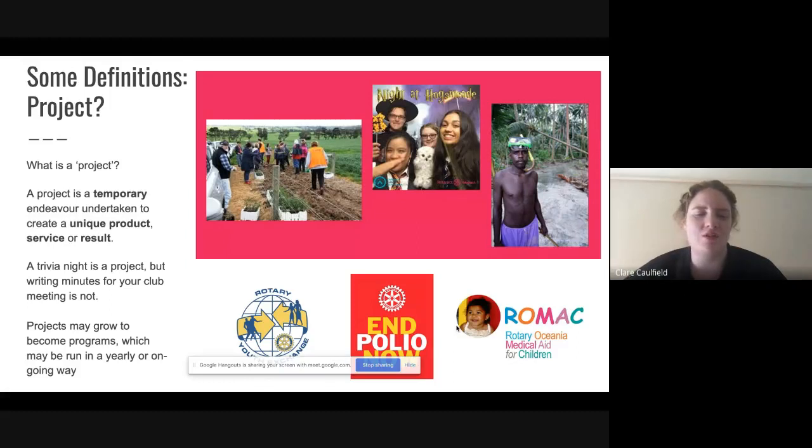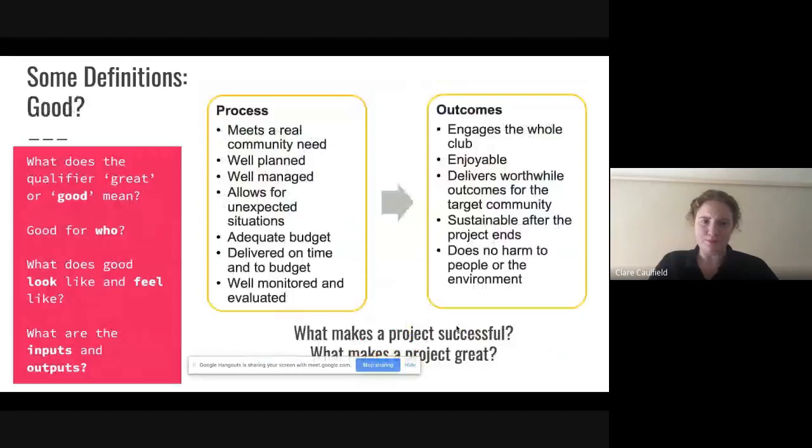And underneath that are 3 projects that became programs, and they're not really projects anymore because they're ongoing, they run year to year, and they've moved beyond project status. So Rotaract used to be a program of Rotary, and it's not anymore, but Rotary Youth Exchange still is. We know that there are lots of projects that work towards the End Polio Now program, and then ROMAC is just another example of a Rotary program that you might hear about.